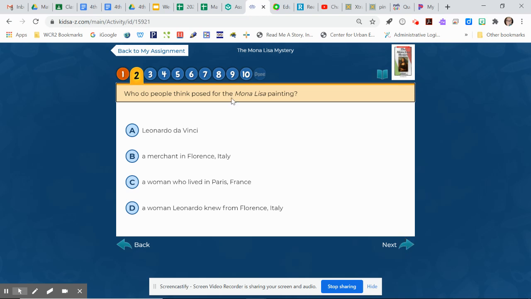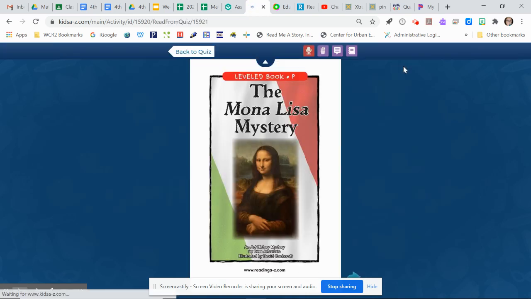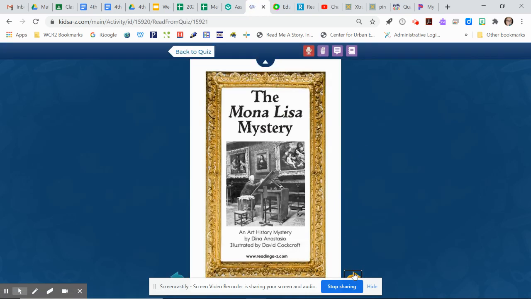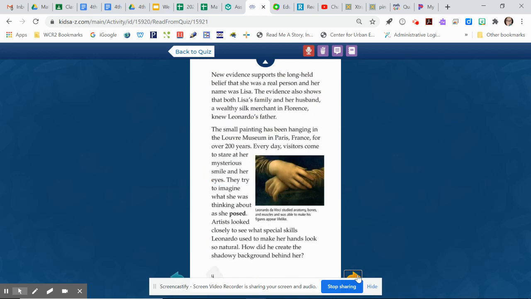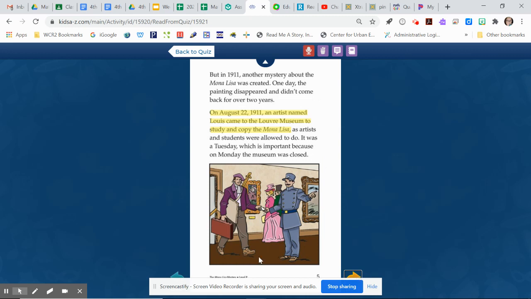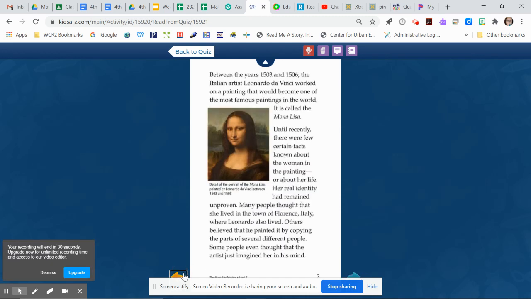Who do people think posed for the Mona Lisa painting? So again, we're going to go back in the text, and we're going to look for phrases like who posed for the Mona Lisa. So does that mean that it's always going to be past the information that we just looked up? No, it does not. So sometimes questions come from different parts of the text. So it's super important to go back and read from the beginning again and look for where it talks about who it was painted of.